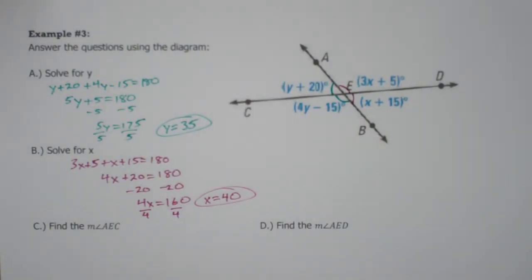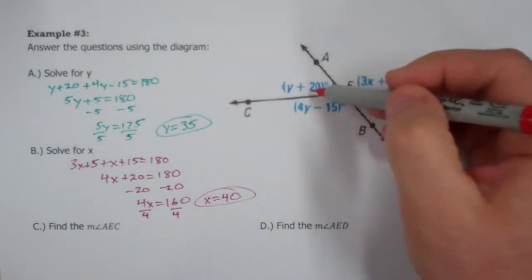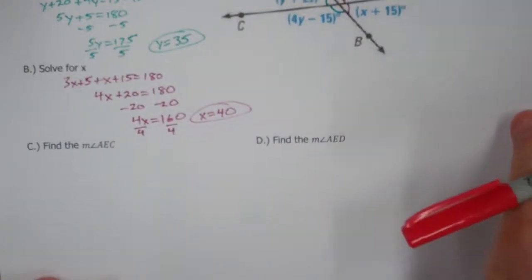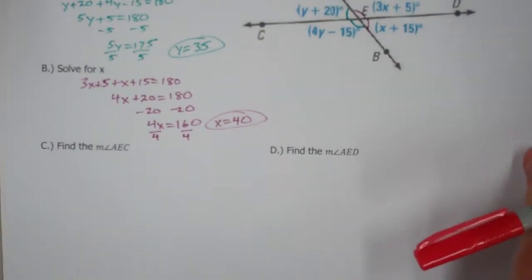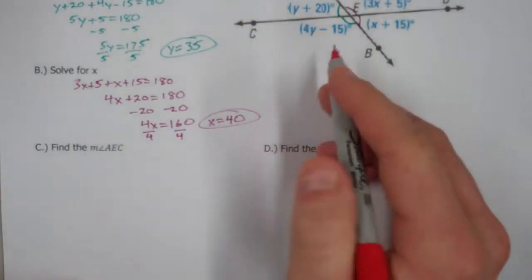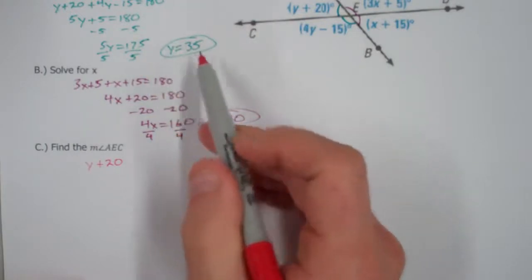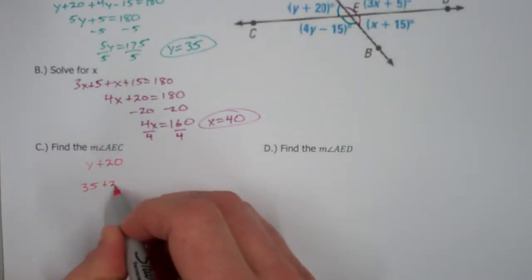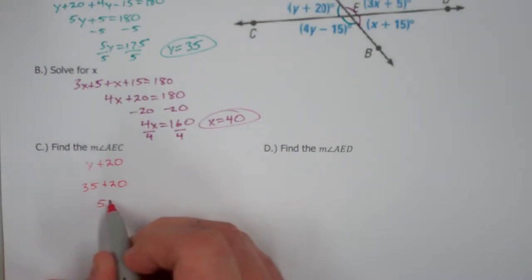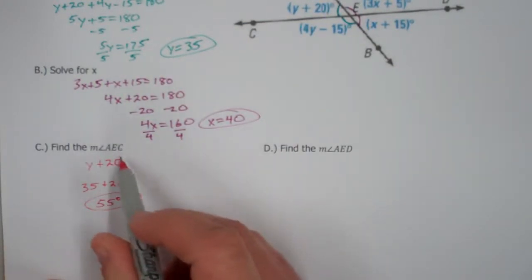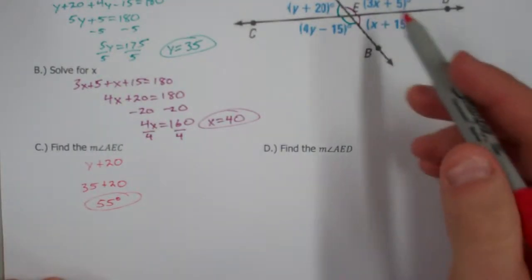Now, in the rest of the examples here, we're going to actually be finding each individual angle. So I'll show you how that happens here. And what we want to do is be very specific about which angle we're looking at. So the measure of angle AEC is this one, y plus 20. So all we need to do is look at the expression for that angle, which is y plus 20. Use our value of y, which is 35. Add 20 to that, and that's going to be 55, and I believe that's going to be in degrees. So the measure of angle AEC is 55.